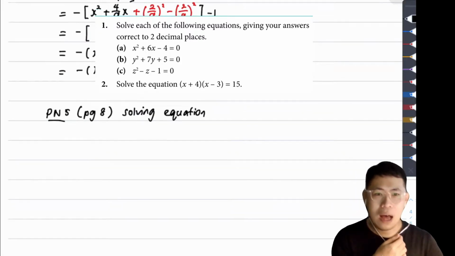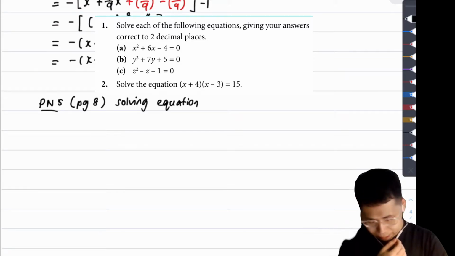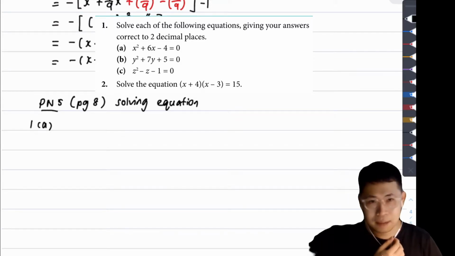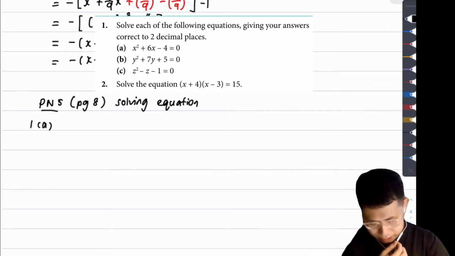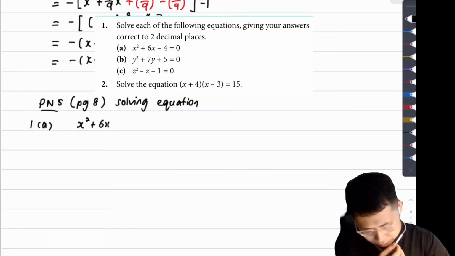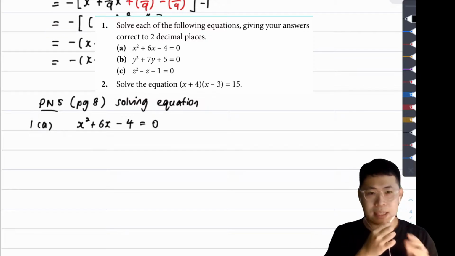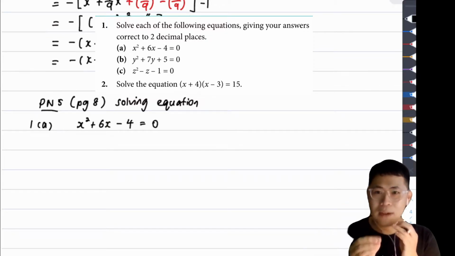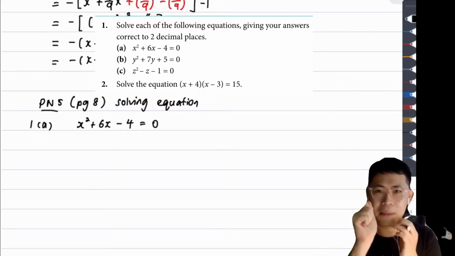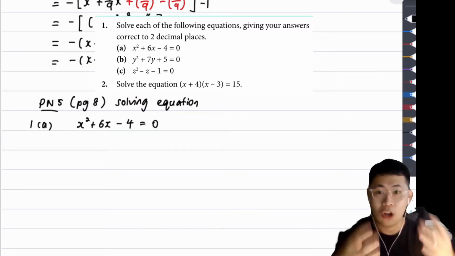So how do we solve equations using completing the square? There are two ways in which you can do this. I'm just going to write down the first question here. When you complete the square, the key step is to add b over 2 squared and minus b over 2 squared on the same side.